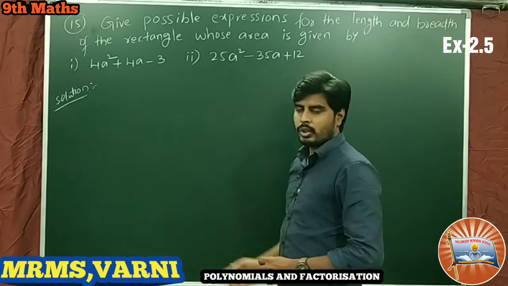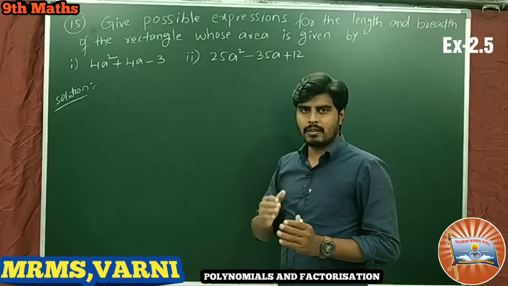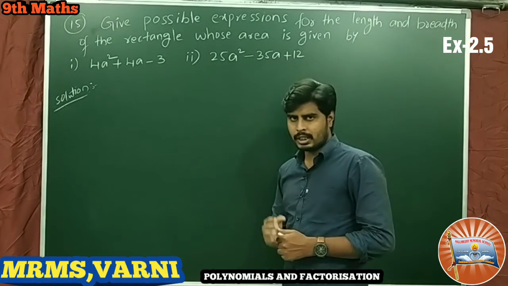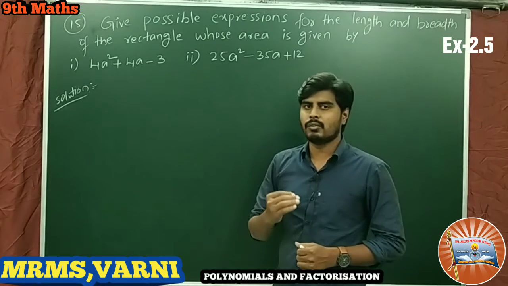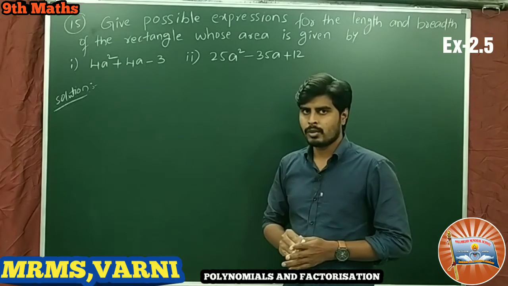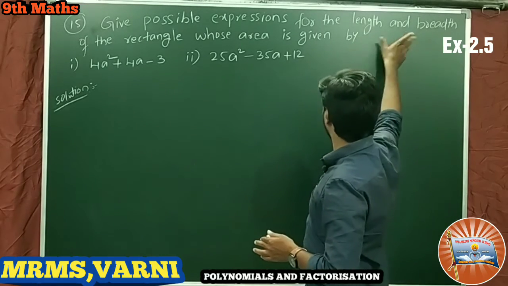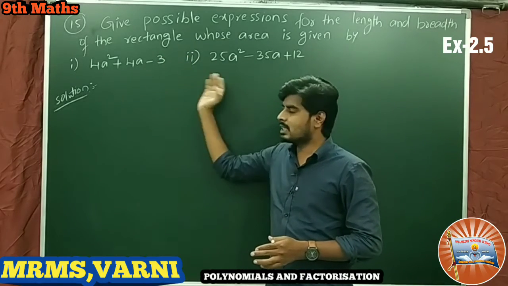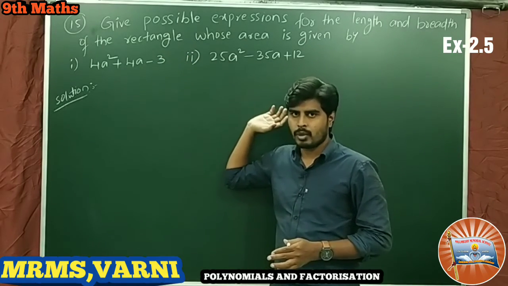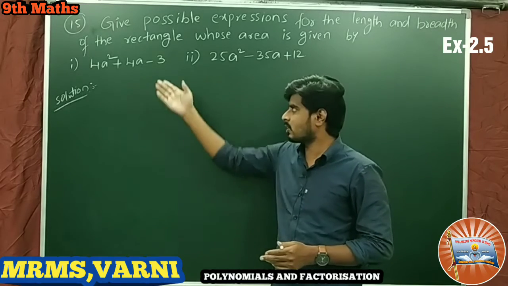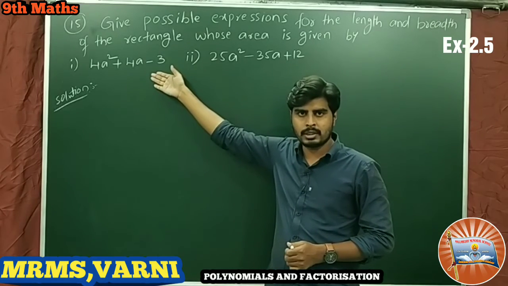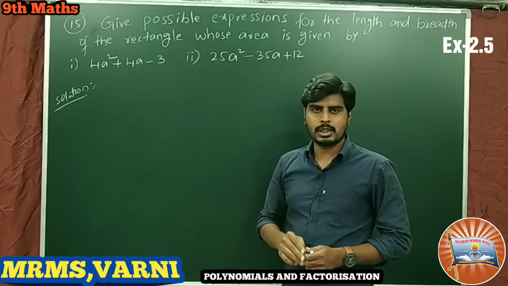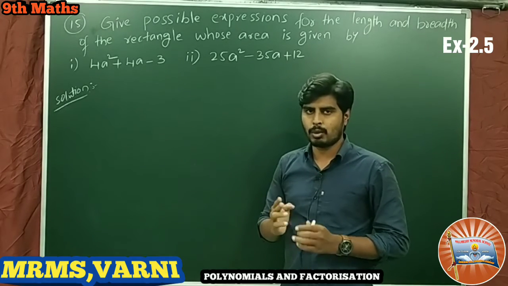Okay, so here the area is given in the form of quadratic polynomial. Did you get that? So to find length and breadth of the rectangle, we need to factorize these two polynomials. Suppose if I factorize this quadratic polynomial, what we get? We get two linear polynomials in product form.